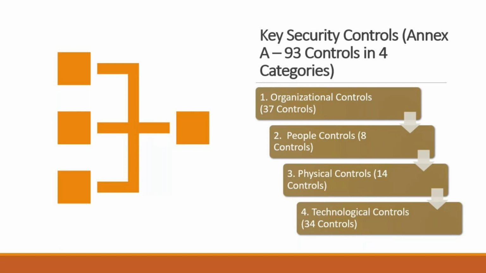Okay, so what we are following over here is Annexure A. Annexure A gives you the list of all the 93 controls. Okay, so we need to specify which of these 93 controls are very important for my organization. For that, we have already done the risk assessment. Okay, now I have basic knowledge about an ISMS, about the clauses, and about the key controls as well.